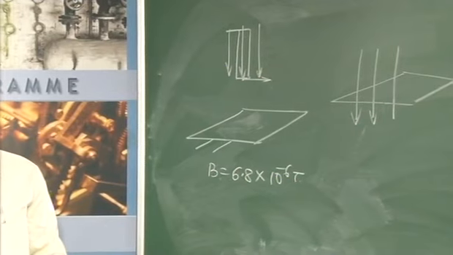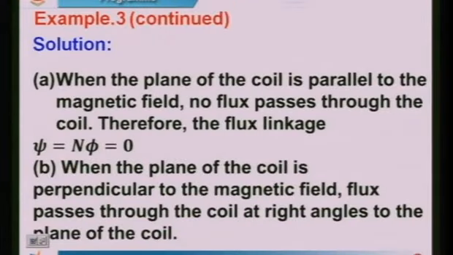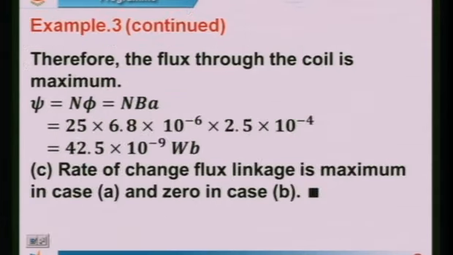State the rate of change of flux in each case. When the plane of the coil is parallel to the magnetic field, no flux passes through the coil, therefore the flux linkage is 0 and the EMF induced is maximum. When the plane of the coil is perpendicular to the magnetic field, flux passes through the coil at right angles to the plane, therefore the flux linkage will be equal to N phi, that is NBA.